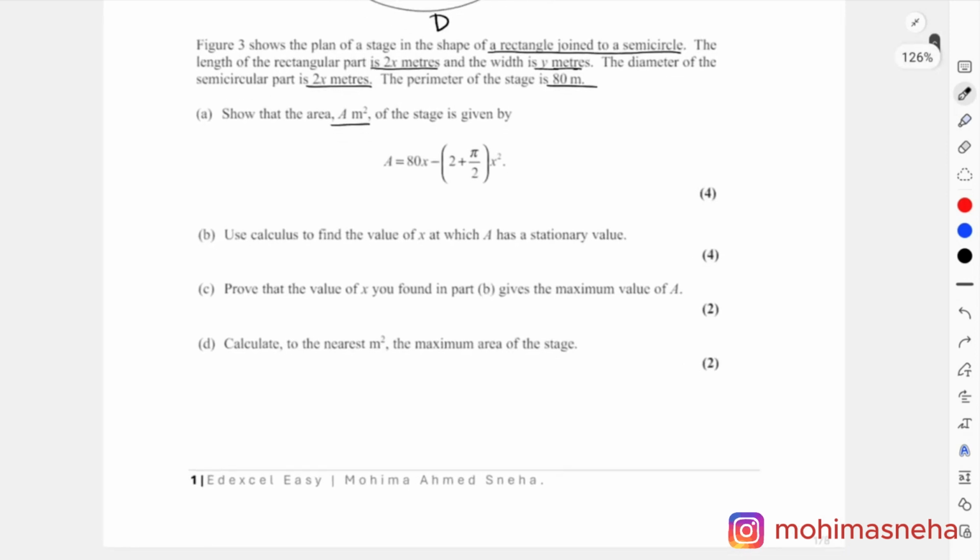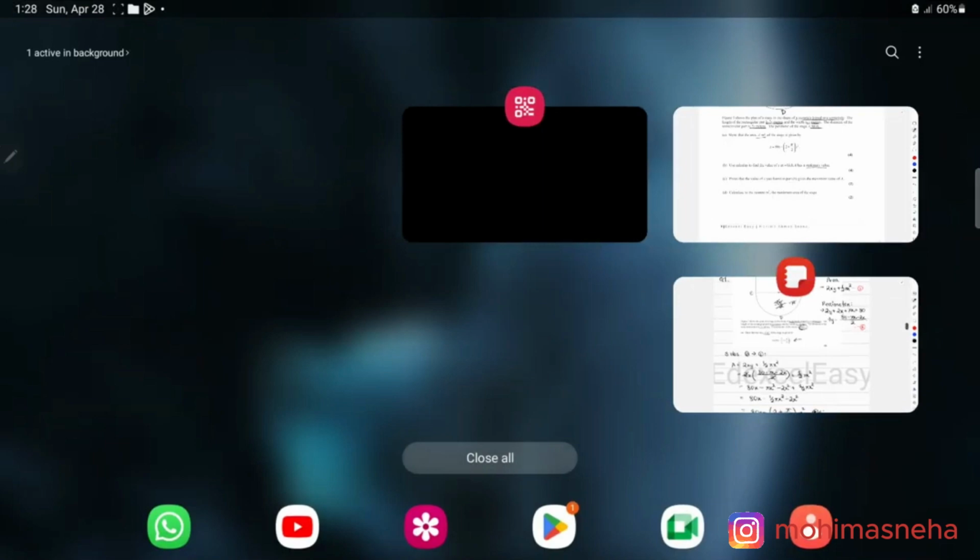Use calculus to find the value of x at which A has a stationary value. Okay, now for this stationary value, I know that at a stationary value, at a turning point, at a maximum point, at a minimum point, the differentiation for that equation is going to be equal to 0, right? So they wanted to find out the value for x when area is stationary, which means that the differentiation of this area with respect to x is going to be 0 for this stationary point. So it's quite easy at this part.